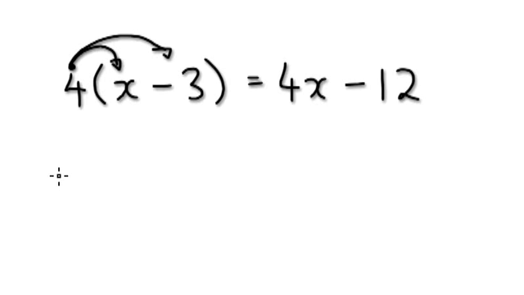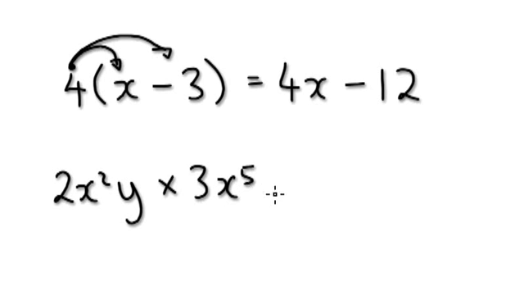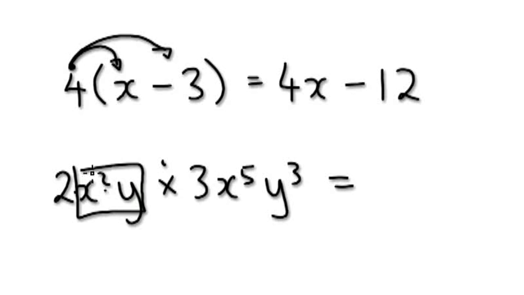Quite a while ago, I gave you something like this: 2x squared y times 3x to the power 5, y to the power 3. Here they're all multiplying with each other, and then you've got another multiplying here. So basically, they're going to merge together, so you're merging the two to create a new entity. Remember this? It's quite a while back now.